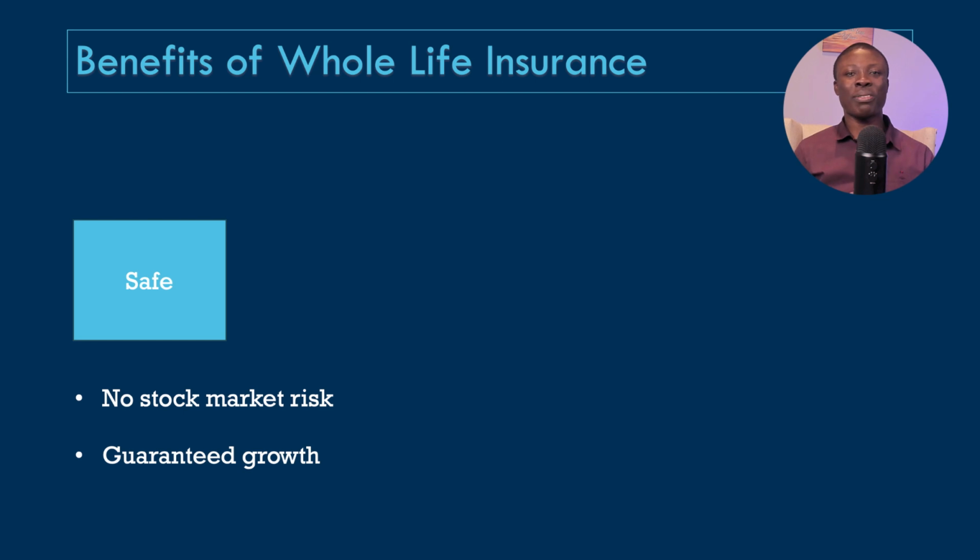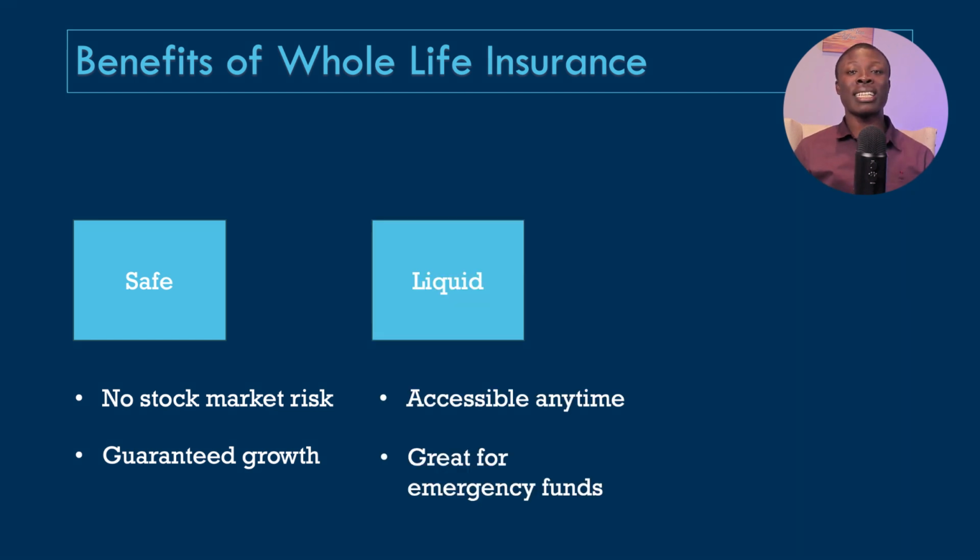Number one, it's safe. Your money isn't tied to the ups and downs of the stock market and it will grow every year. Number two, it's liquid. This means you can access your money whenever you need it through loans or withdrawals. There are no age restrictions like you have with a 401k. It's a great place to put money you want to keep safe but still want some growth, for example, your emergency funds.